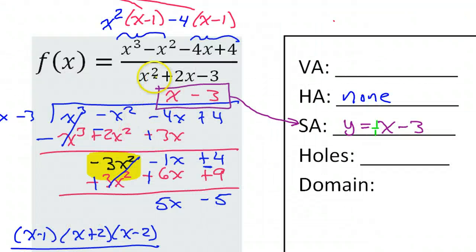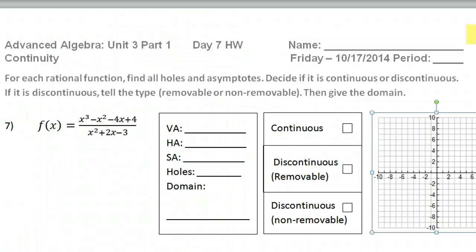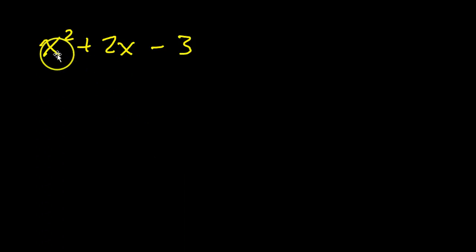Okay, the denominator is x squared plus 2x minus 3. I'm running out of room here, so I'm just going to jump over to another screen. So x squared plus 2x minus 3. Let's go ahead and factor this down.